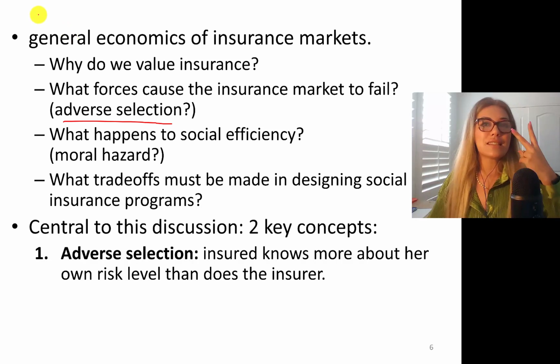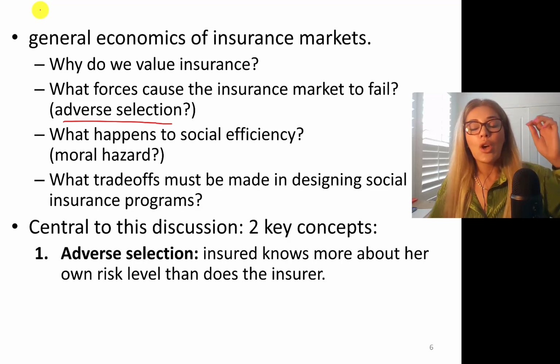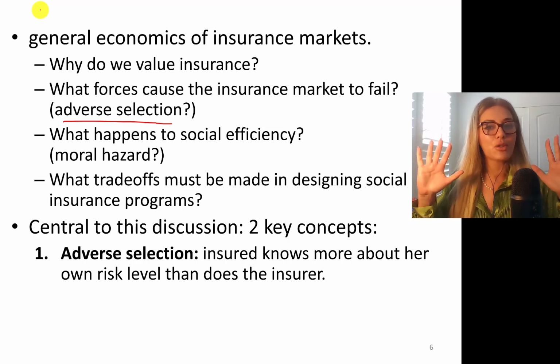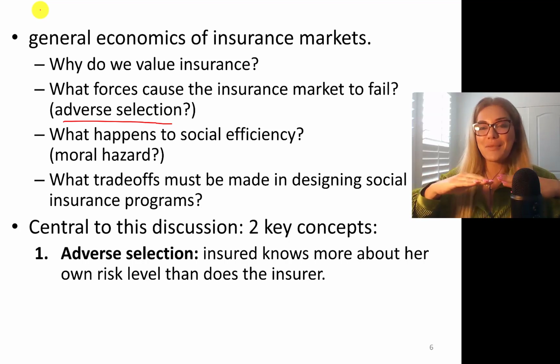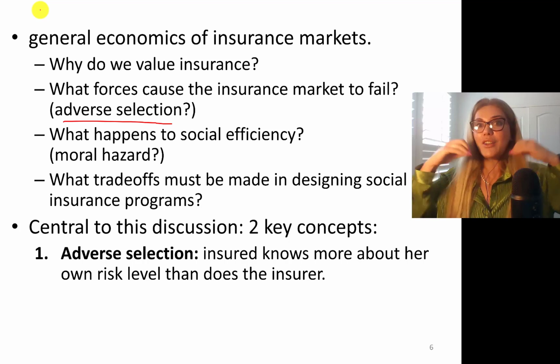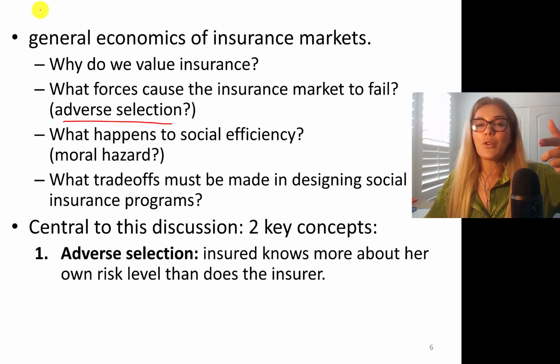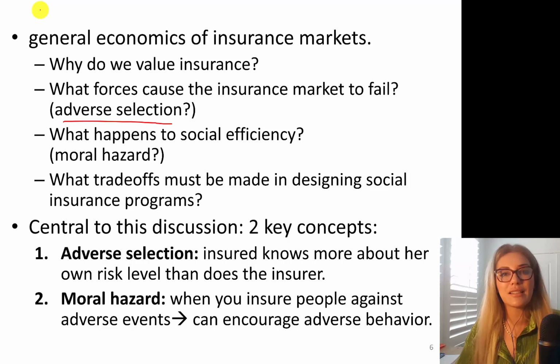So central to this discussion, we have two important key concepts. Adverse selection, which means insured people know more about themselves, their own risk, than the insurer. So what if I'm a really clumsy person, which I am, folks, too much information, but I was at a wedding yesterday night and I fell while dancing, okay? So I am very clumsy. What if I know I'm clumsy, but insurance people don't know that, right? What if only those who are very clumsy buy the insurance? Think about it. Second one is the moral hazard problem.